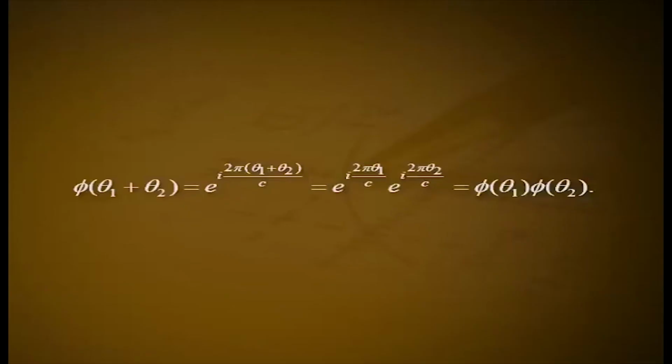Step 4. Phi satisfies the homomorphism property because phi of theta 1 plus theta 2 is equal to e raised to i 2 pi (theta 1 plus theta 2) by C, which is equal to e raised to i 2 pi theta 1 by C into e raised to i 2 pi theta 2 by C, which is equal to phi of theta 1 into phi of theta 2. Hence, phi is an isomorphism between the given two binary structures and hence they are isomorphic. Geometrically speaking, the unit circle and the left closed, right open interval 0 to C are structurally the same.